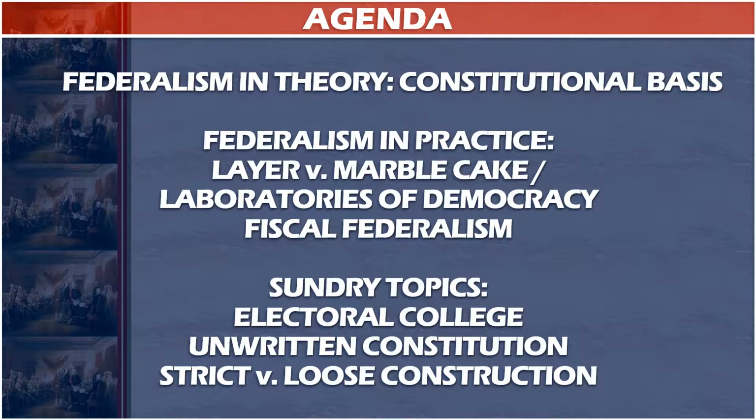And the last one is fiscal federalism, which is what happens when the national government uses its funding powers to influence state decisions. So many policies are adopted by the states or legally granted to the states, but the federal government tries to influence by offering money and incentives. And finally, we're going to look at a few sundry topics that are somewhat related to federalism, but don't deserve a full lecture in themselves.